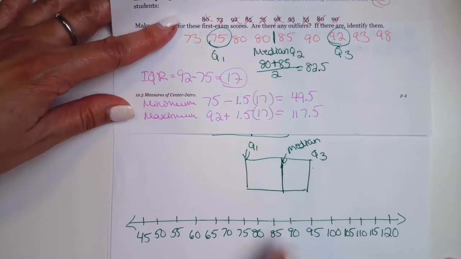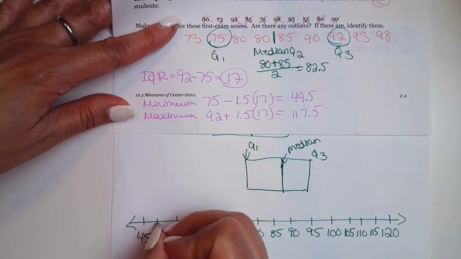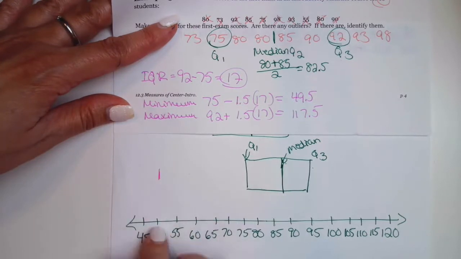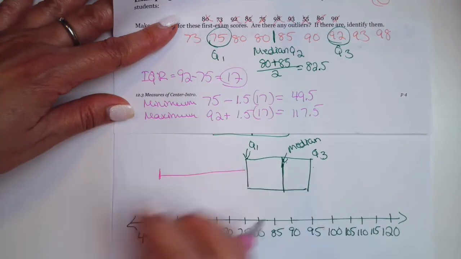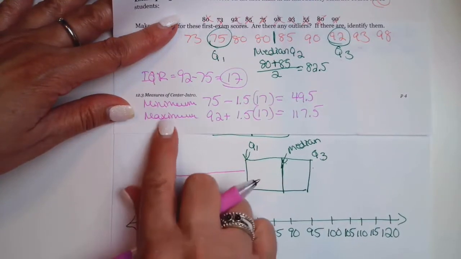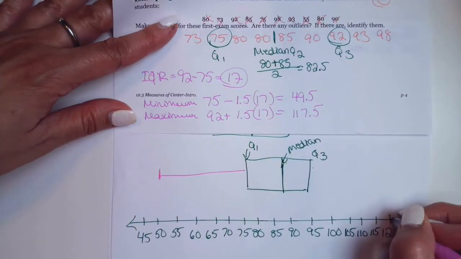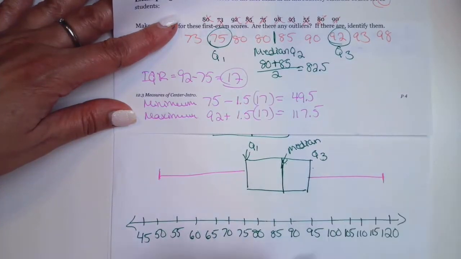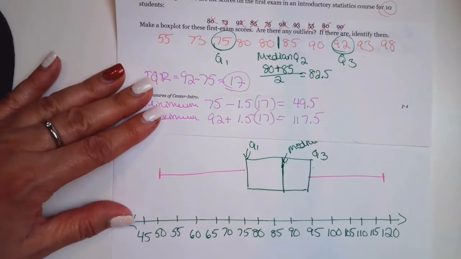So our whiskers go to 49.5, which is over here somewhere, about. So this is our minimum. Our maximum is 117.5, which would be somewhere here. So those are our whiskers.